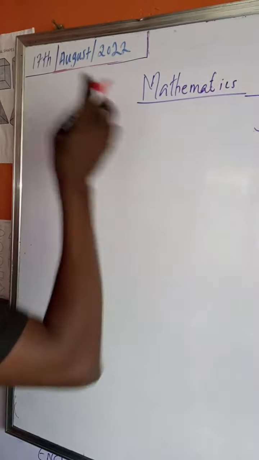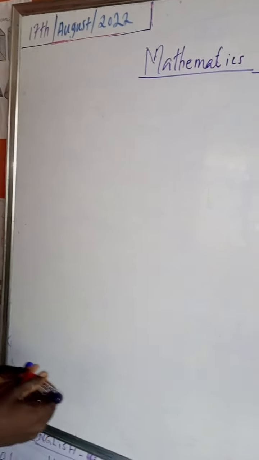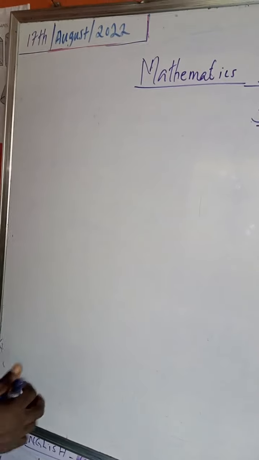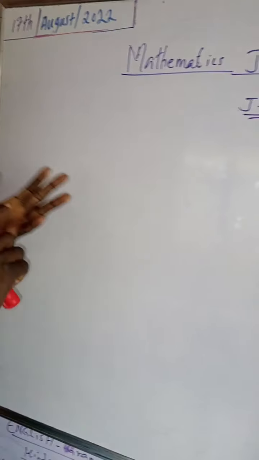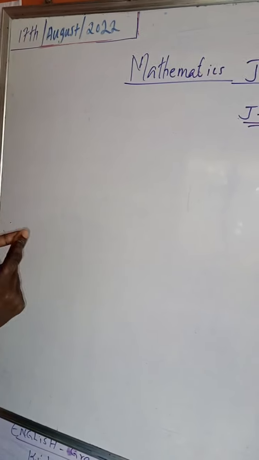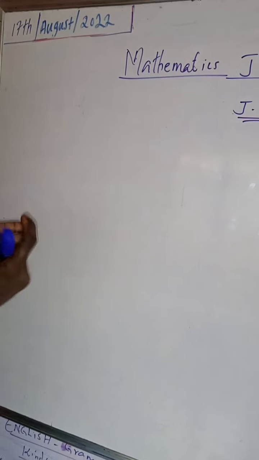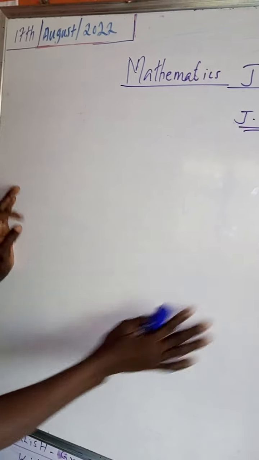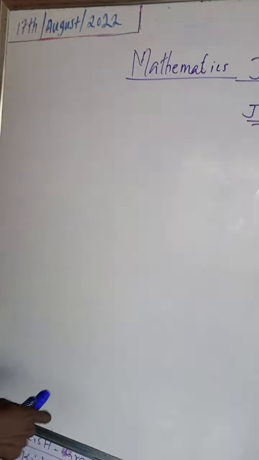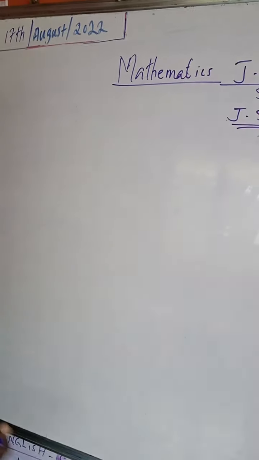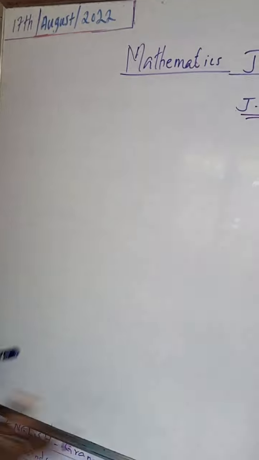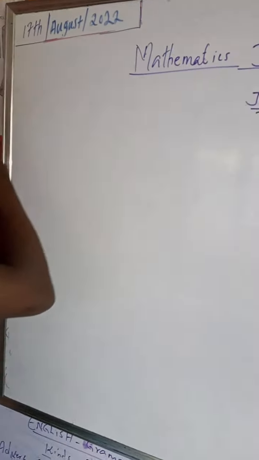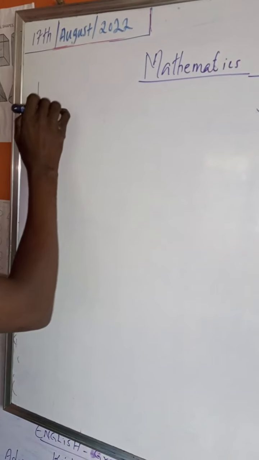Ordinarily, the first topic is supposed to be notation, but the notation in JSS1 has been seriously dealt with in the basic, that's primary 4 and primary 5, 6 video. So if you check the last two videos, you see the notation has been dealt with. That is, the notation has gone up to quadrillion.